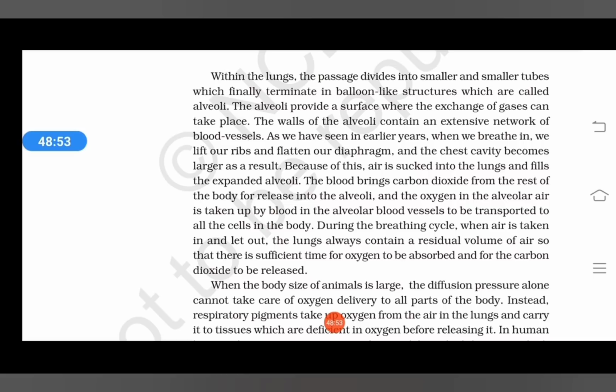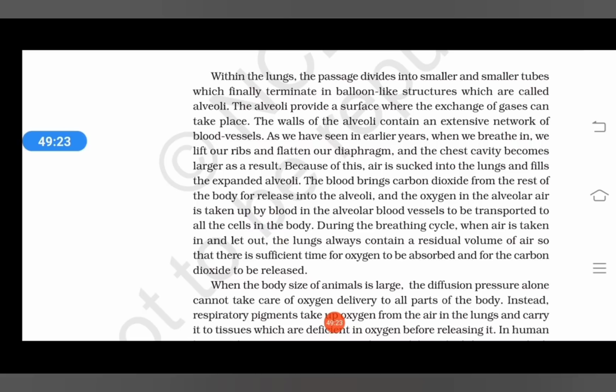So what happens? Within the lungs, the passage divides into smaller and smaller tubes which finally terminate in balloon-like structures called alveoli. The alveoli provide a surface where the exchange of gases can take place. The walls of the alveoli contain an extensive network of blood vessels, as we have seen in earlier years.